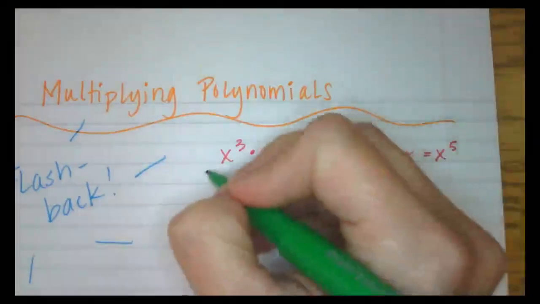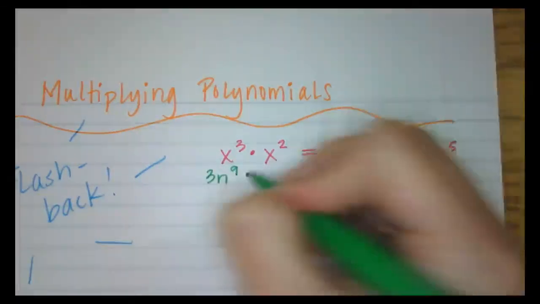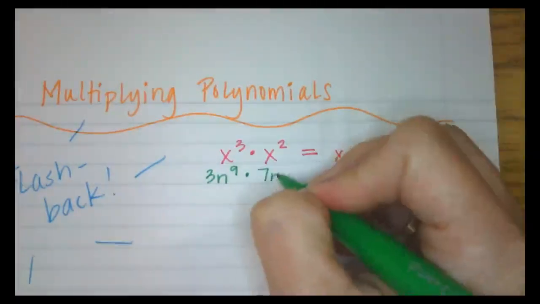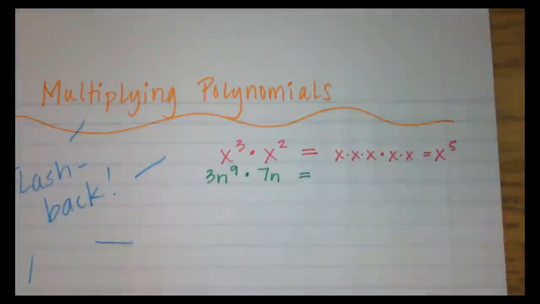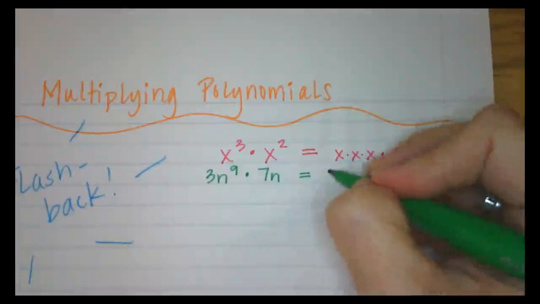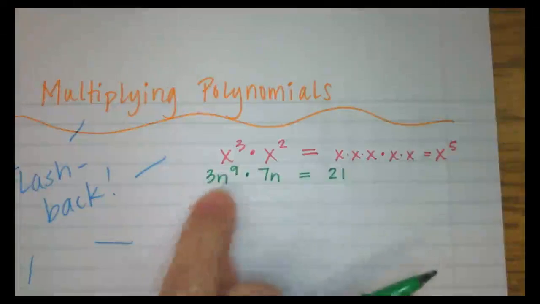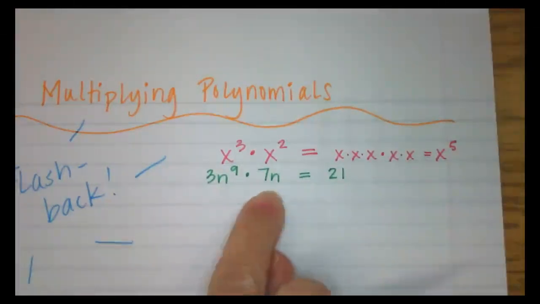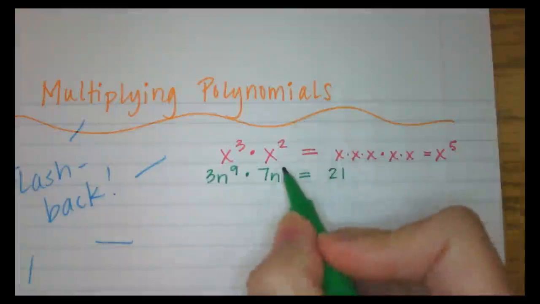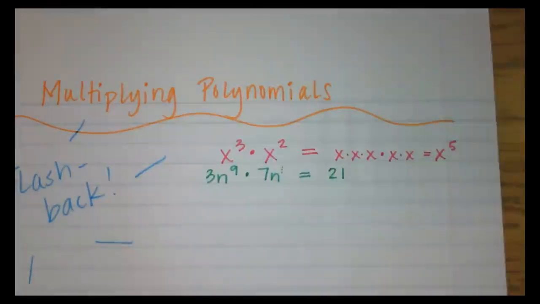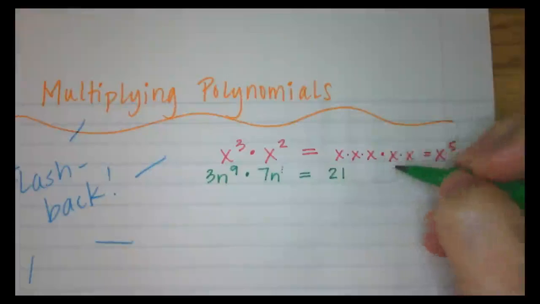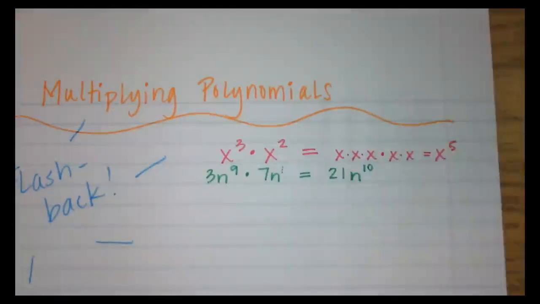Let's say we had 3n to the ninth, and we're going to multiply that with 7n. Remember, the rule with the exponents applies when the base is the same. So 3 times 7 is just 21, like it was in elementary school. Now we multiply n to the ninth times n. Remember that there is an understood 1 there, so n to the ninth times n gives us n to the 10th.